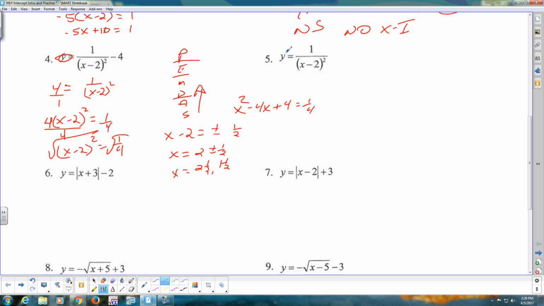Okay, this one, let y be 0. Cross multiply. Again, you get 0 equals 1. No x-intercept. Okay, doesn't exist.